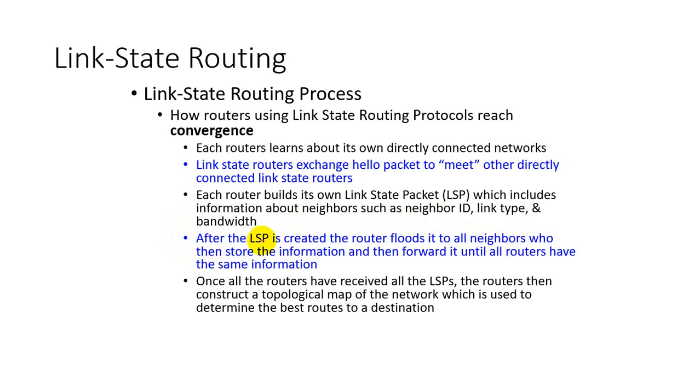Fourth, after the LSP is created, the router forwards it to all neighbors, which then store the information and forward it until all routers have the same information. So after building the LSP, it floods that LSP to all the neighbor routers. Fifth, once all the routers have received all the LSPs, the routers construct a topological map of the network, which is used to determine the best routes to a destination. At last, the routing process is carried out, and we find the best routes to a destination.